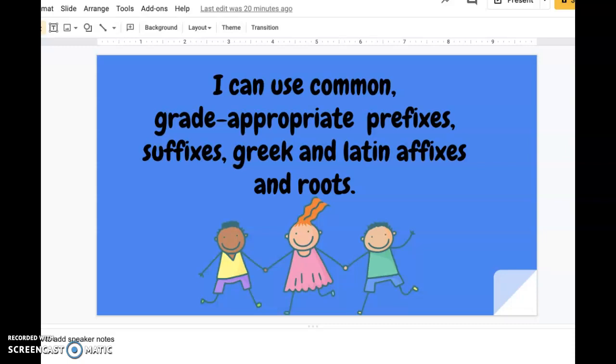Today is going to be a bit of a continuation from what Miss Anderson started when she was talking about Greek and Latin affixes. So here we go. The I can statement: I can use common grade appropriate prefixes, suffixes, Greek and Latin affixes, and roots. And throughout this presentation, I'm going to ask you to take a few notes because guess what? At the end, you'll have an optional Kahoot game to see what you are remembering.